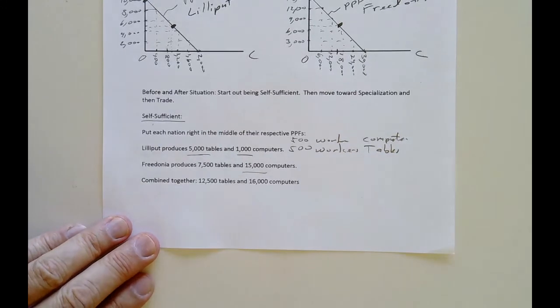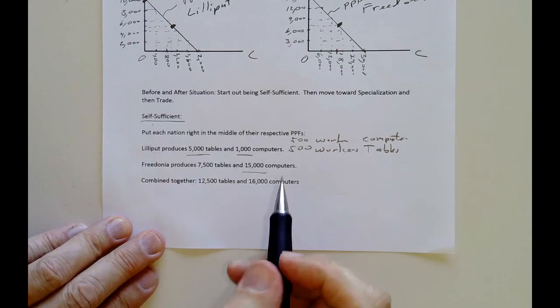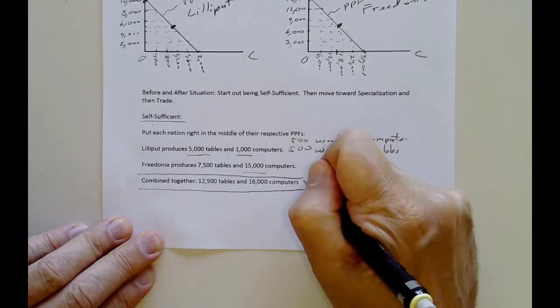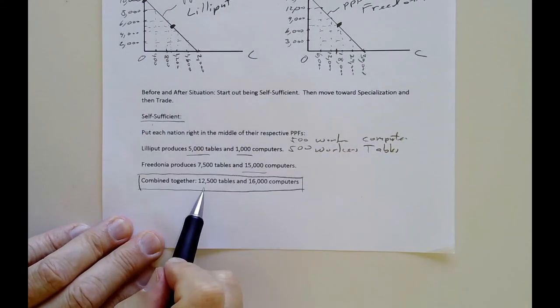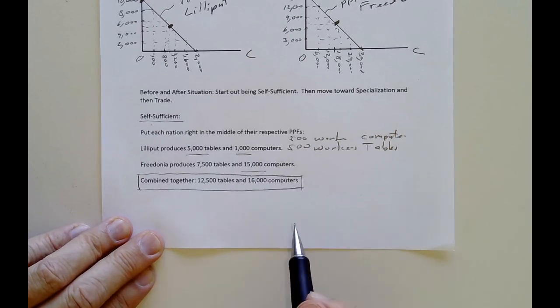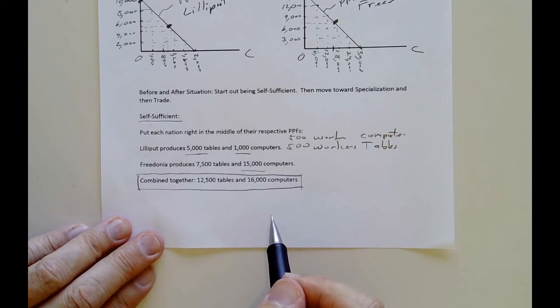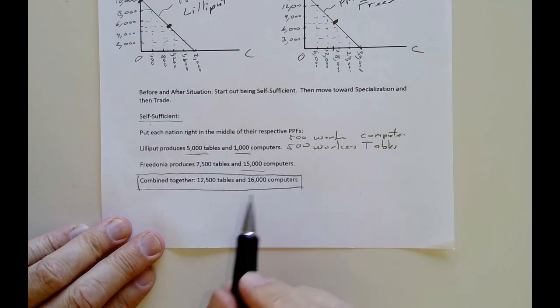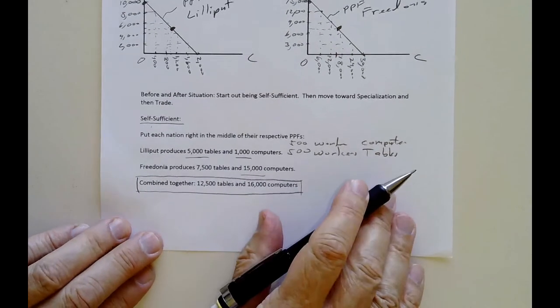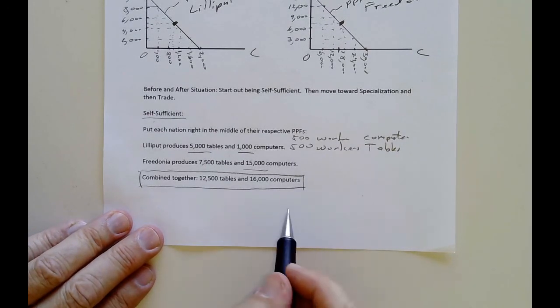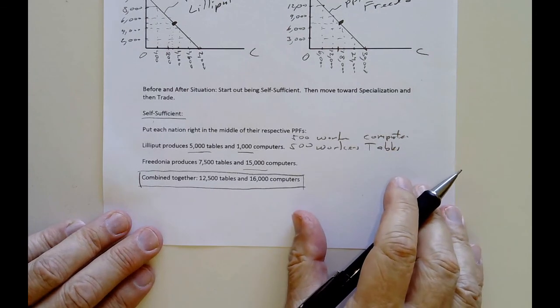Now what I'm going to do is show what happens if they specialize in their comparative advantage and then trade. Before I do that, I just want to show this number here because I want to compare that with what I do after they specialize. So what I did here is I combined the tables in both nations. Together they're making 12,500 tables, and together they're making 16,000 computers. Now I've already told you that if you want to produce more of one good, you must give up some of the other good, and that is true within a nation. But we're going to find out it is not true if you specialize and trade, and that'll be the topic of the next lecture. And so we'll stop there.